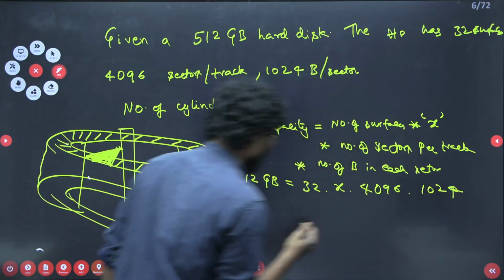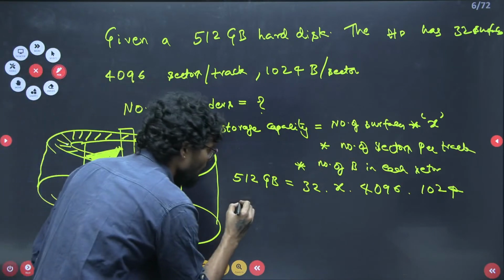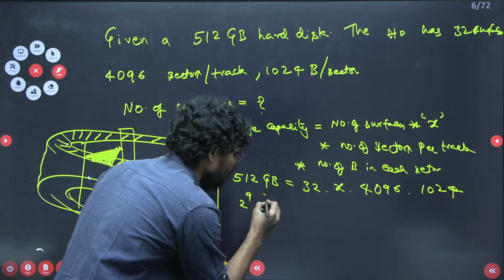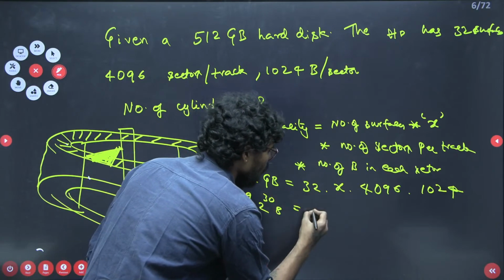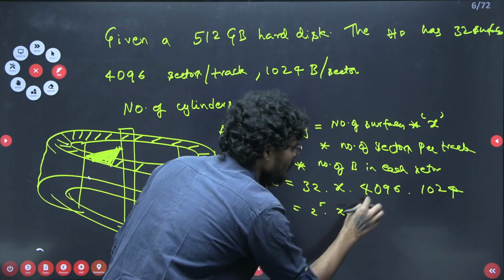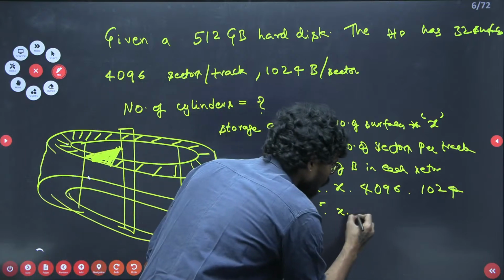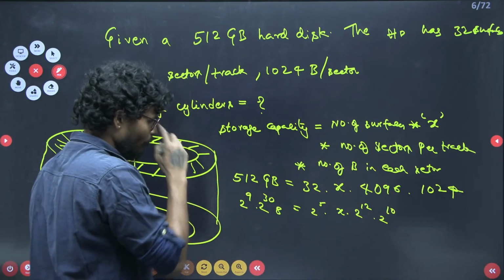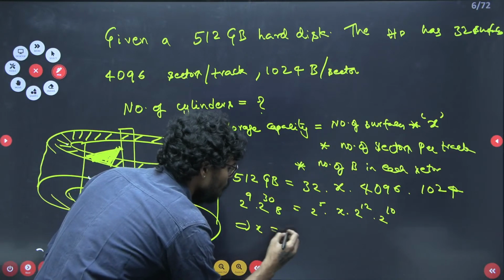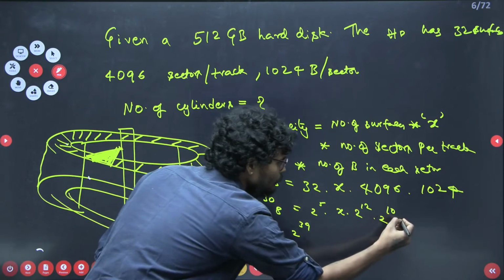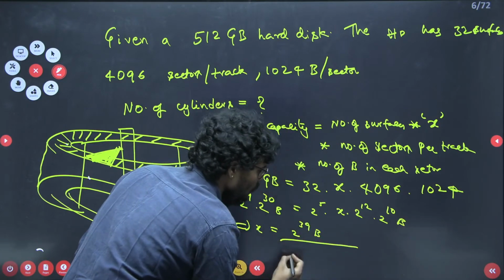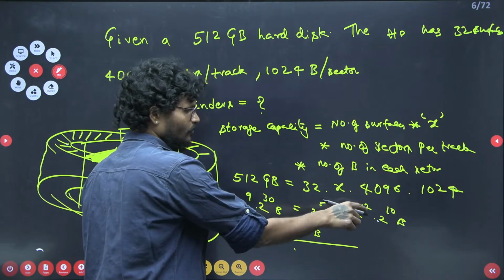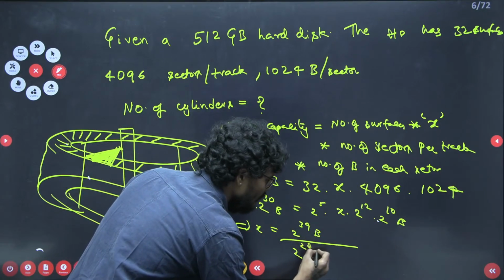So now we know these values here. 512 is 2 power 9, multiplied with GB. 1 GB is 2 raised to 30 bytes. This is equal to 32, which is 2 power 5, into x. 4096 is how much? 2 power 12, and this is 2 power 10. So now we can calculate our x value. It is 2 power 39 bytes divided by 2 power 5 into 2 power 12 into 2 power 10. So what is this? 5 plus 12 is 17, plus 10 is 27. So 2 power 27 bytes.